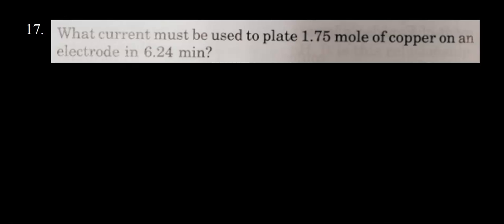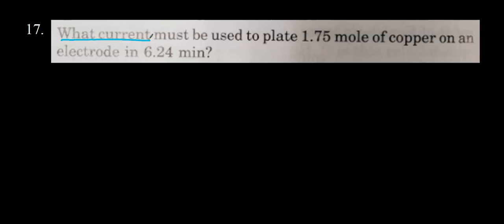All right, next one. What's the current? So this time we are not given the current, but we're asked to find the current. What current must be used to plate 1.75 moles of copper on an electrode in 6.24 minutes? All right, well, we've got to clarify something here. The copper that is being produced, what is it being reduced from? Is it being reduced from copper 1 or from copper 2?